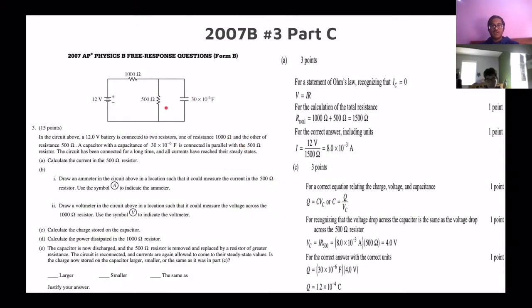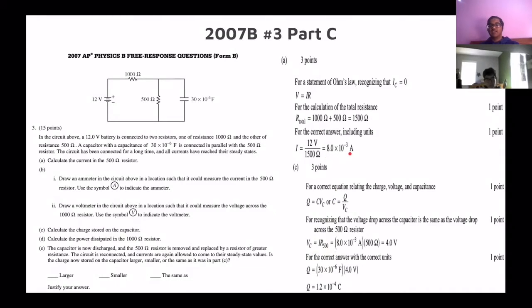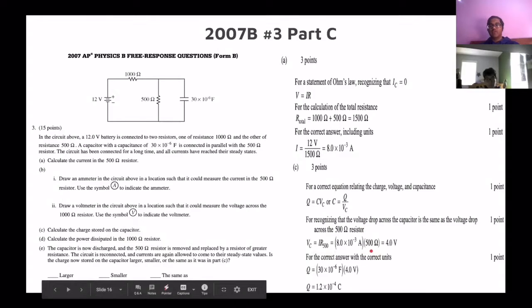As you can see in the circuit, the resistor and the capacitor are in parallel, which means they're going to have the same voltage drop. So as long as you find the voltage for this resistor, you can figure out the charge on the capacitor. To do that, we use V equals IR again. We know from A that I is 8 times 10 to the negative 3, and R is 500 ohms. That means it's 4 volts. Plug that into Q equals CV and you get Q equals 1.2 times 10 to the negative 4 coulombs.